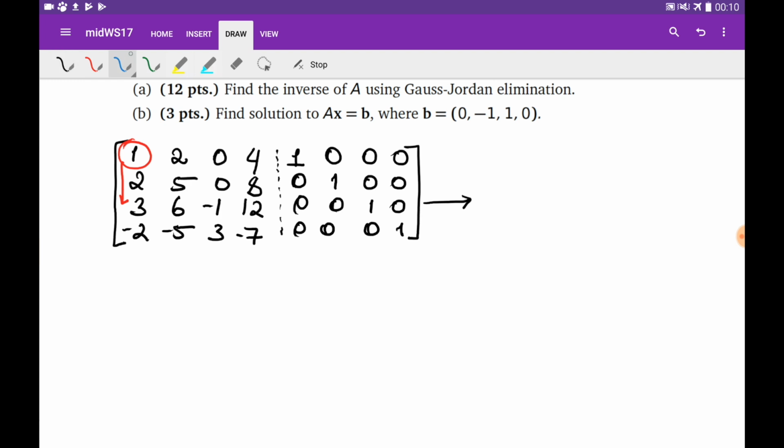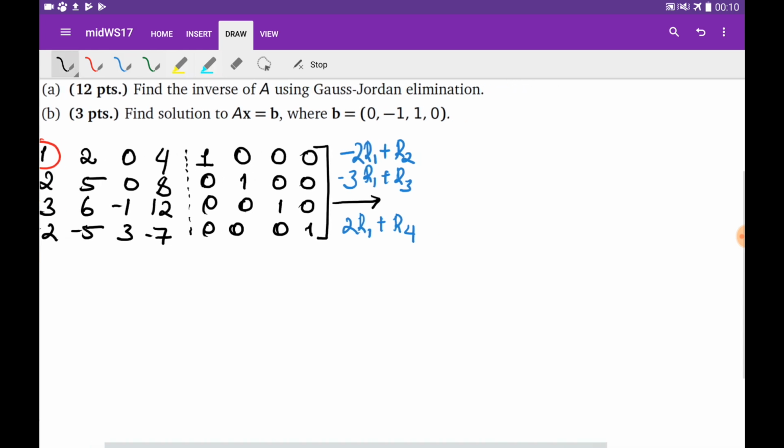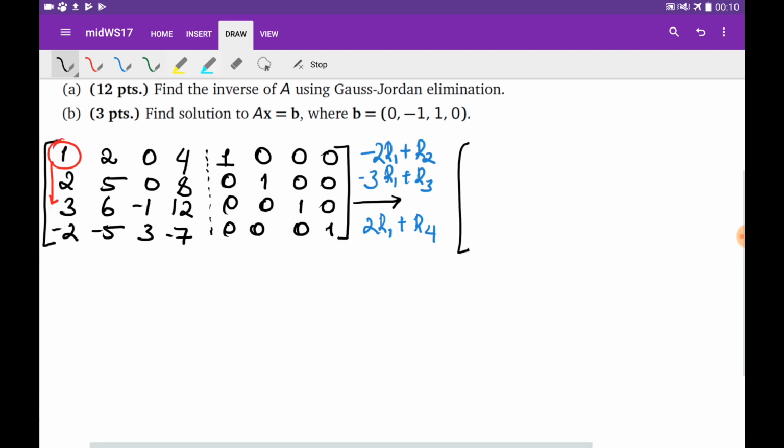So basically, we're going to do the 3 operations at once. I'm going to multiply the first row by -2, sorry, and add this to the second row. I'm going to multiply the first row by -3 and add this to the third row. I'm going to multiply the first row by 2 and add this to the last row, so that I'm going to eliminate this 2, 3, and -2 all together. So let me do all of this operation.